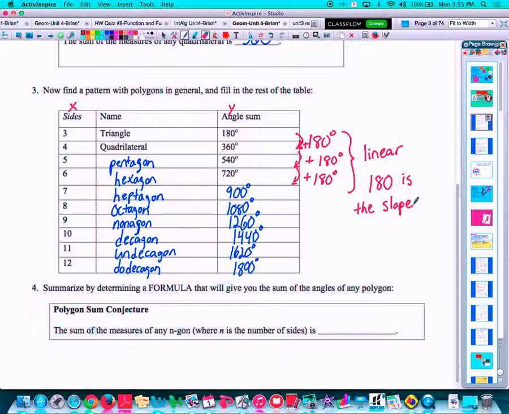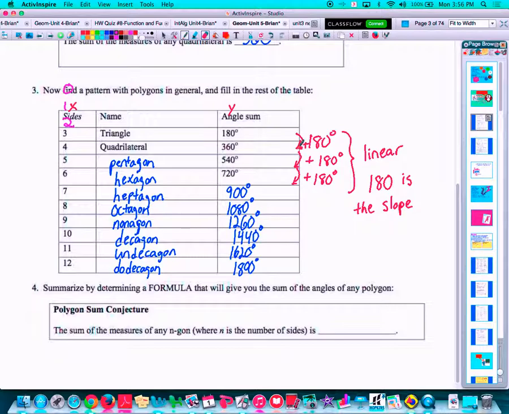Well, what would the y-intercept be here? What would be our starting amount? Well, in our table, we're kind of starting at 180, but that's not really the y-intercept, right? Because that has an x value of 3 and a y value of 180 degrees. What if we trace our pattern backwards? So what if we had theoretically 2 sides, 1 side, 0 sides? That would not be a polygon, but we could still think about the pattern itself going backwards here.